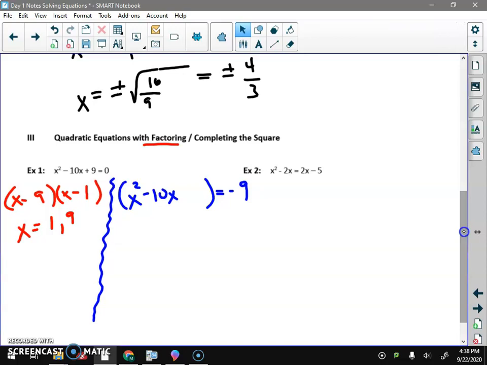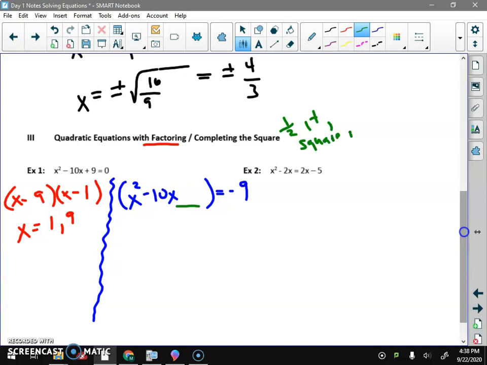What goes into this hole in the trinomial right here? Remember that good old rule of half it, square it. You may want to write that down here. Half it, square it. Half of 10, 5 squared, 25. Even if it's a negative, negative 5 squared is 25, positive 5 squared is 25.